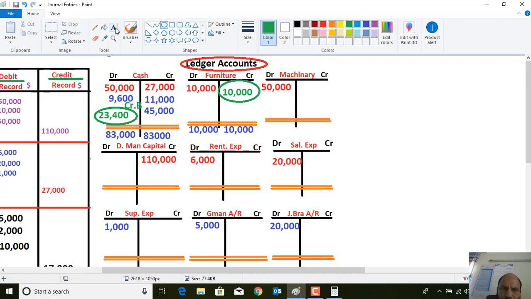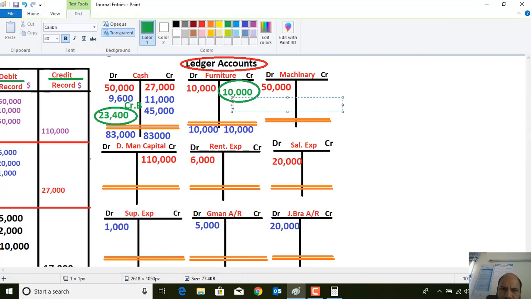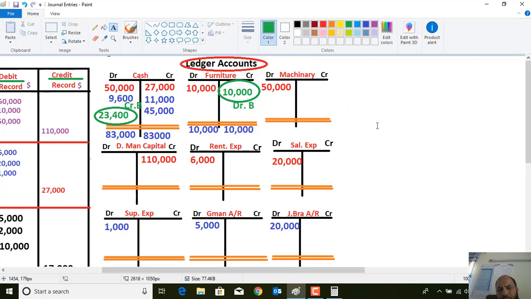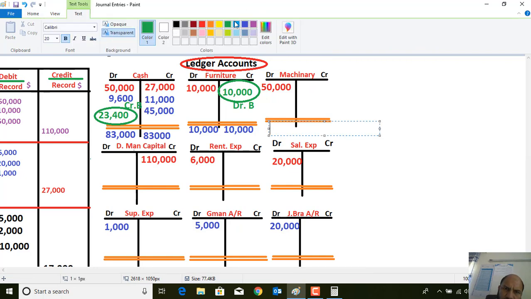So now we will write down, this is the balance of debit record. This is a debit balance. Now if you see over here, we have the machinery account. It is equal to 50,000. The amount is 50,000 at the debit side, but we do not have any amount, we have zero at the credit side. So it is again our job to make both sides equal.